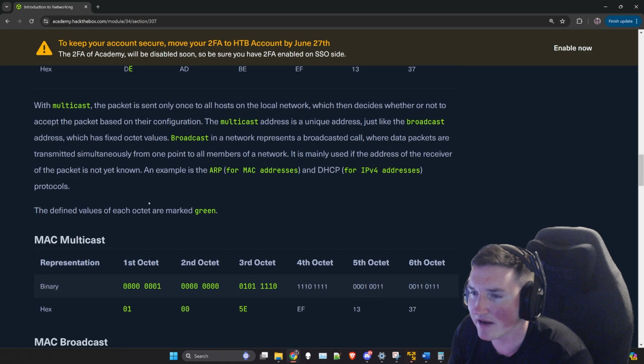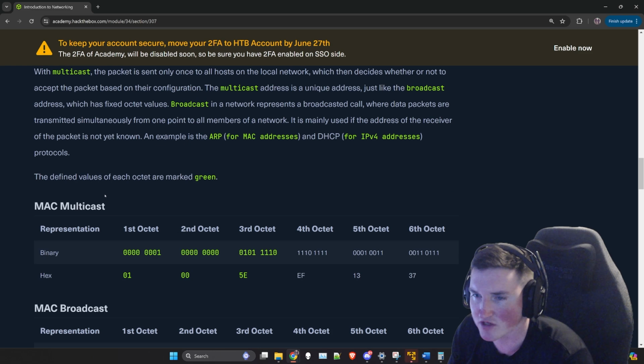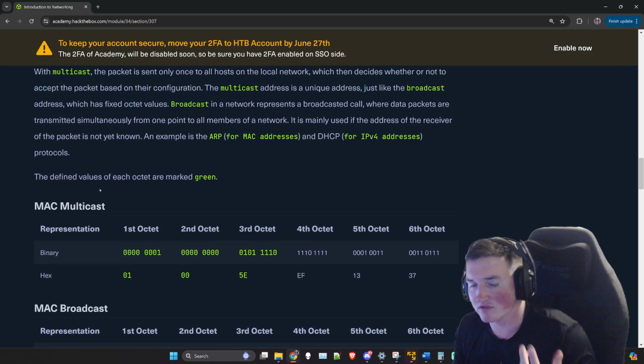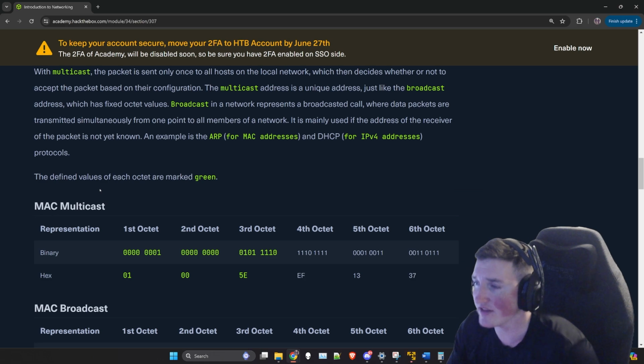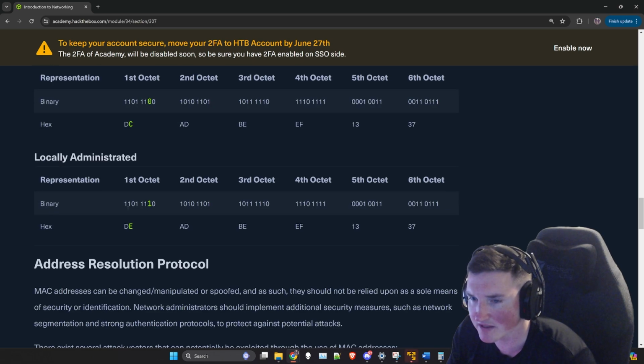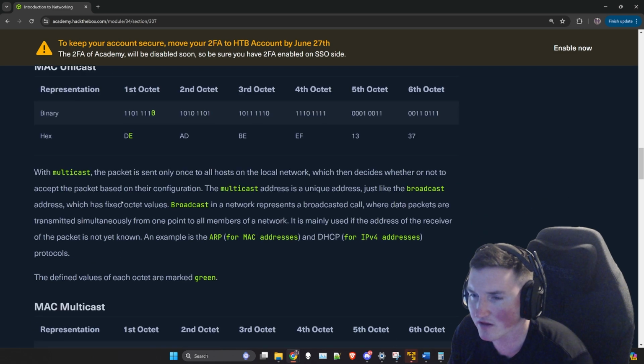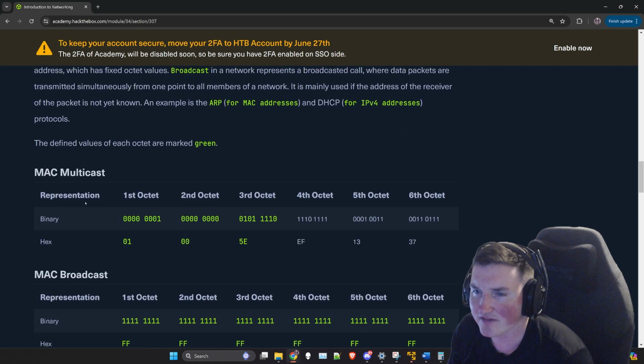Now you might say, for example, ARP and DHCP. ARP is the Address Resolution Protocol. I thought they talked about it, but maybe I missed it. Okay, they do talk about it. I'll wait until they talk about it. Sorry about that. Okay, so now the defined values of each octet are marked in green.